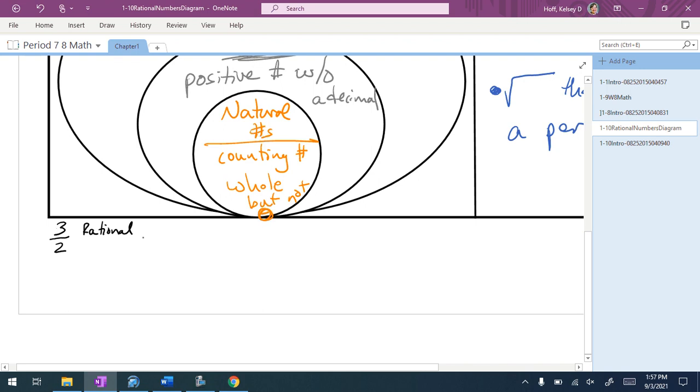So because we said it's rational, we got to check the next one. The next one says integer. Is that an integer? Why not? Okay, when you take 3 divided by 2, what do you get? 1.5. That's not a whole number because Aiden gave us a really good definition: you can't have a decimal. So the only category it fits into, rational.